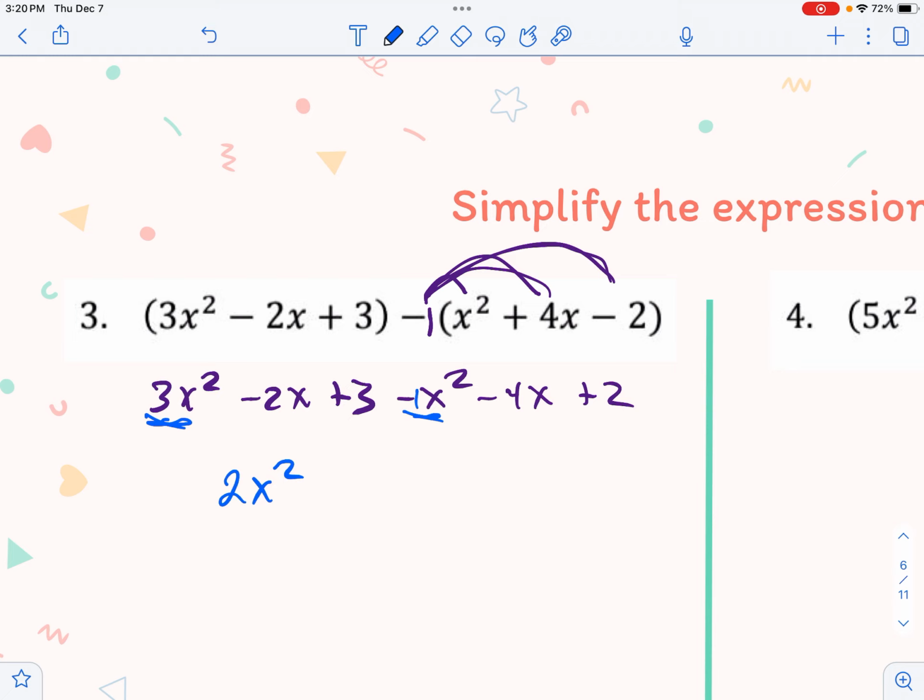So anyway, these are taken care of. And then I got negative 2x and negative 4x. Well, they're both negative. That's a negative 6x. And then you got your constants, 3 and 2, that's 5.